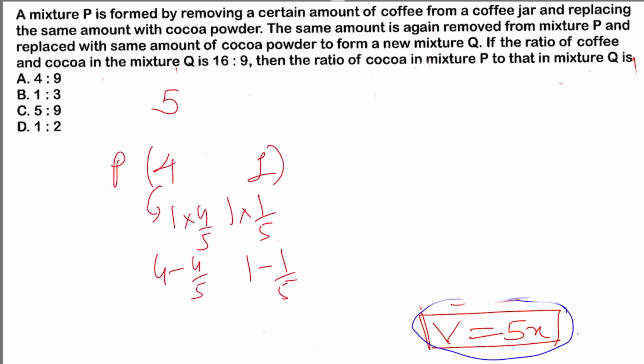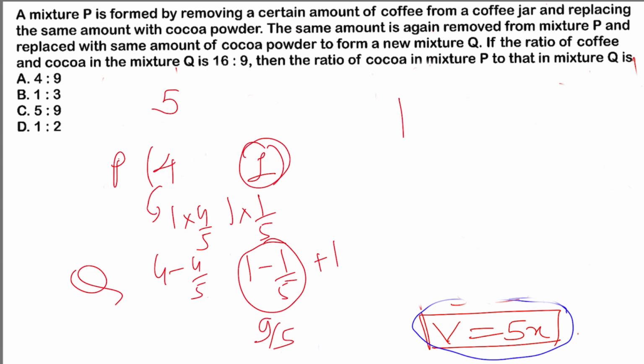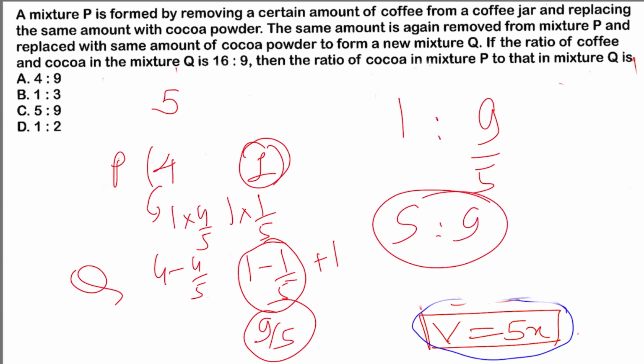But technically you are also adding 1 unit of cocoa, right? So total cocoa content in the mixture Q will be 1 minus 1 upon 5 plus 1. This becomes 2 minus 1 by 5, or basically 9 by 5. And now we have the answer to our question. The cocoa content in mixture P was basically 1 and the cocoa content in mixture Q was 9 by 5. The ratio that we require is 1 is to 9 by 5 or 5 is to 9. And that is your C option, very evidently.